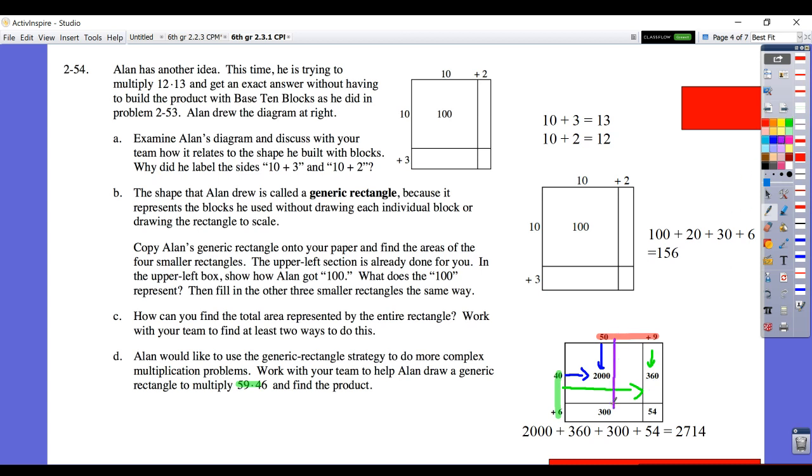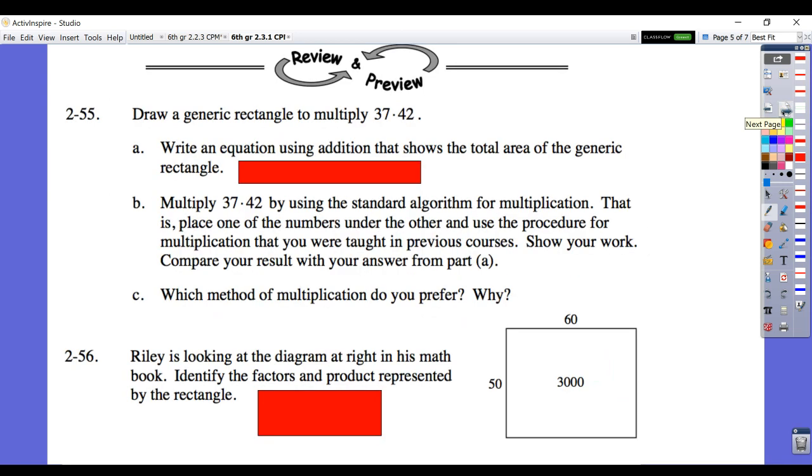The 50 times the 6 gives us the 300 right there. And the 9 times the 6 is this corner spot of the 54. So then we add up those sections and get 2,714. All right, so that's the basics of generic rectangles.